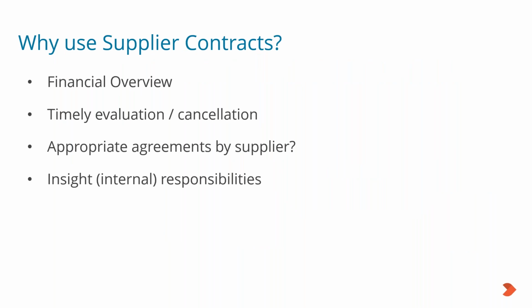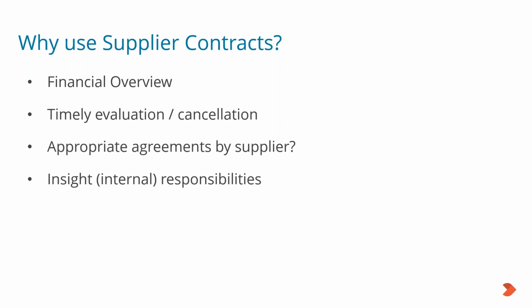To start with, for our financial overview, we can capture our financial information associated with our contracts to gain a deeper understanding of our outgoings. By capturing the time and dates of our contracts, we can also be aware of how long we're tied in for a contract. For example, by putting in end dates and cancellation periods, we can make sure we're not staying with a contract when it's actually stopped serving us.